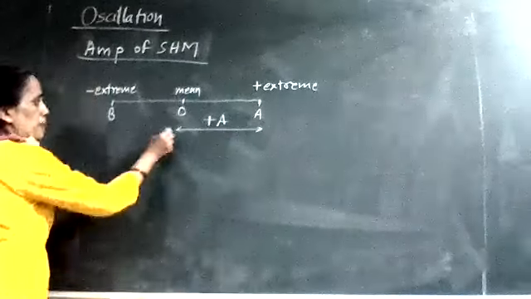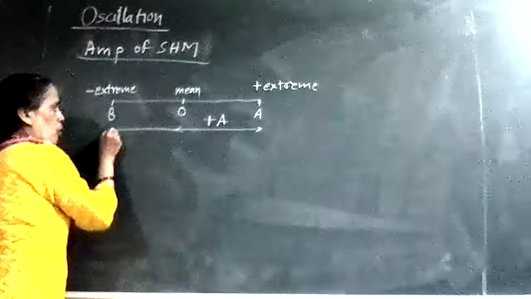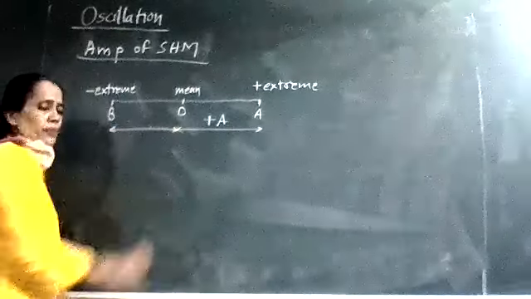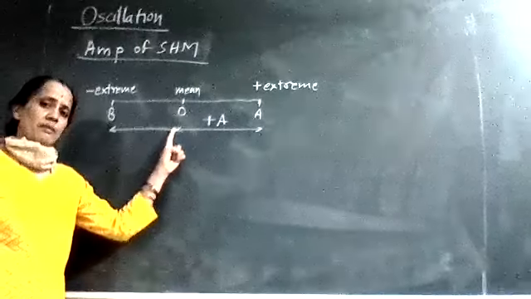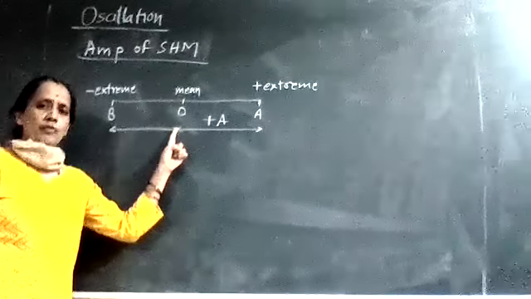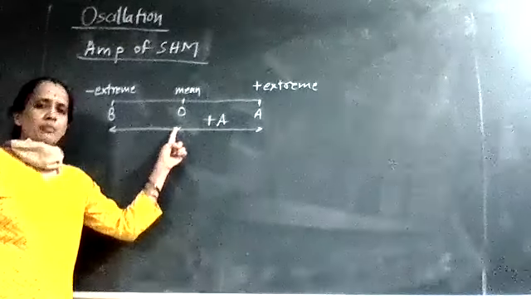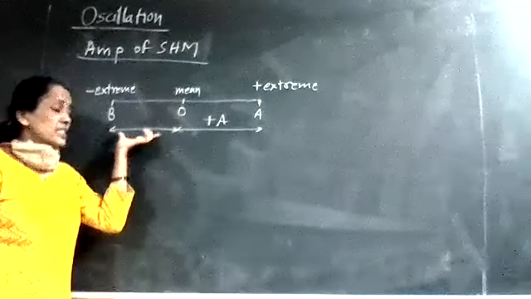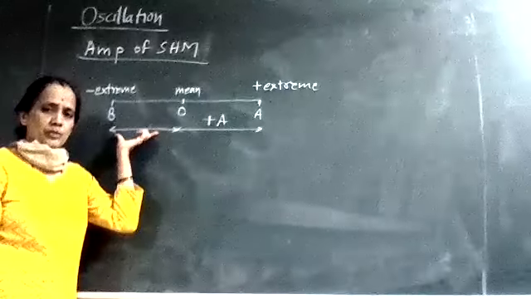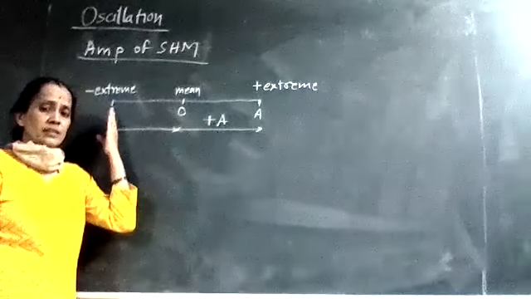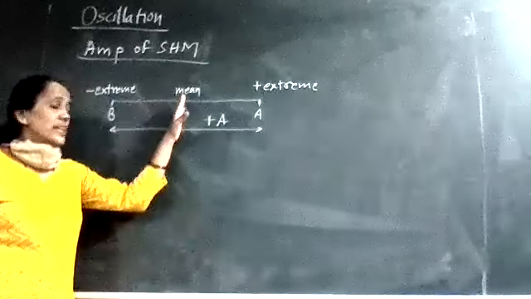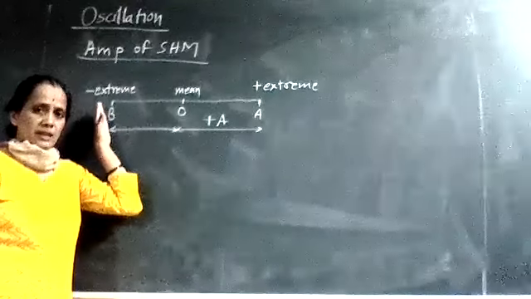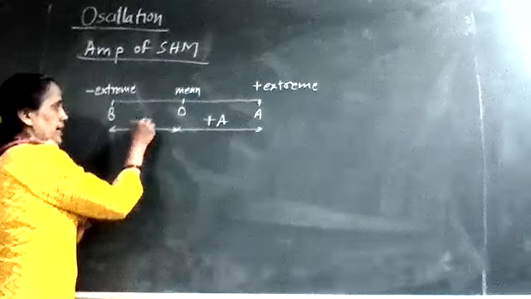Why? When the particle is moving from O to B, this is also the maximum displacement of the particle from the mean position to the negative extreme point. So this distance is also called A, but along which direction? Left. That is the negative x-axis. Negative x-axis, that's why I say that the amplitude is minus A.